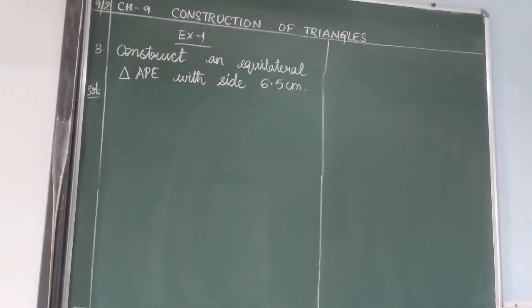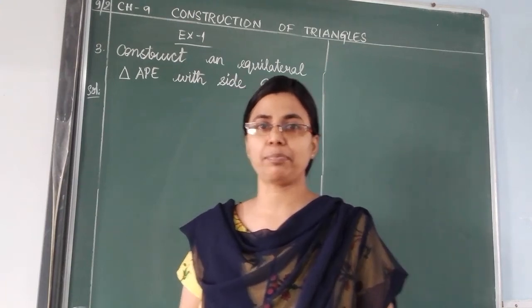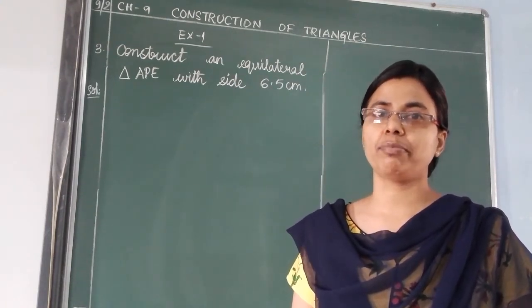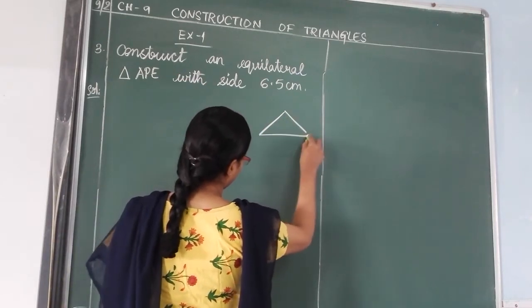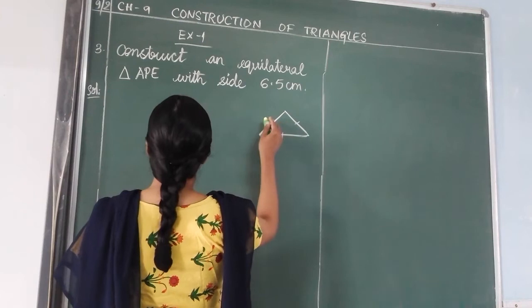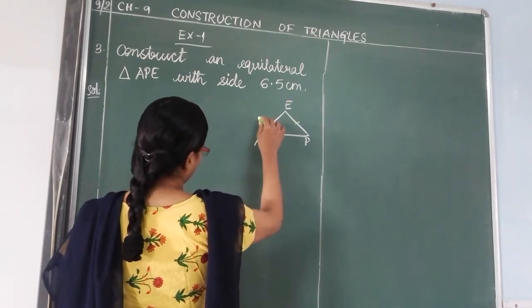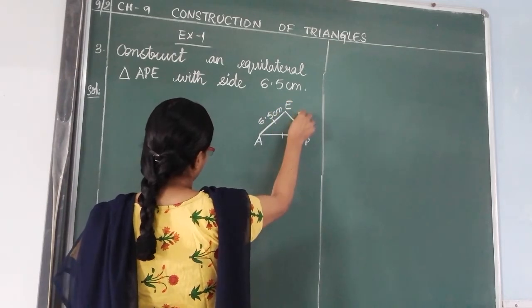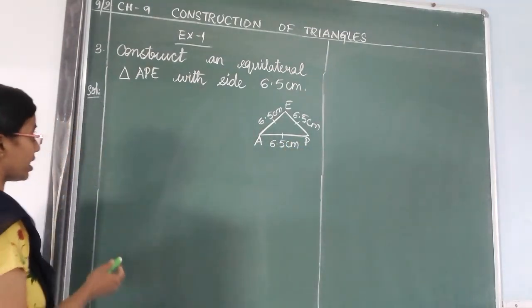Okay, children, let us do the next problem, problem 3. Construct an equilateral triangle APE with side 6.5 centimeters. So here, what is the first step that we need to do? We have to draw a rough sketch of triangle APE and label it with the given measurements. So let's do that. You know that all the sides are equal. So this side and this side all are equal. And the base I am taking as AP and E is here. APE. And each side is of length 6.5 centimeters. So now let's write step 1.